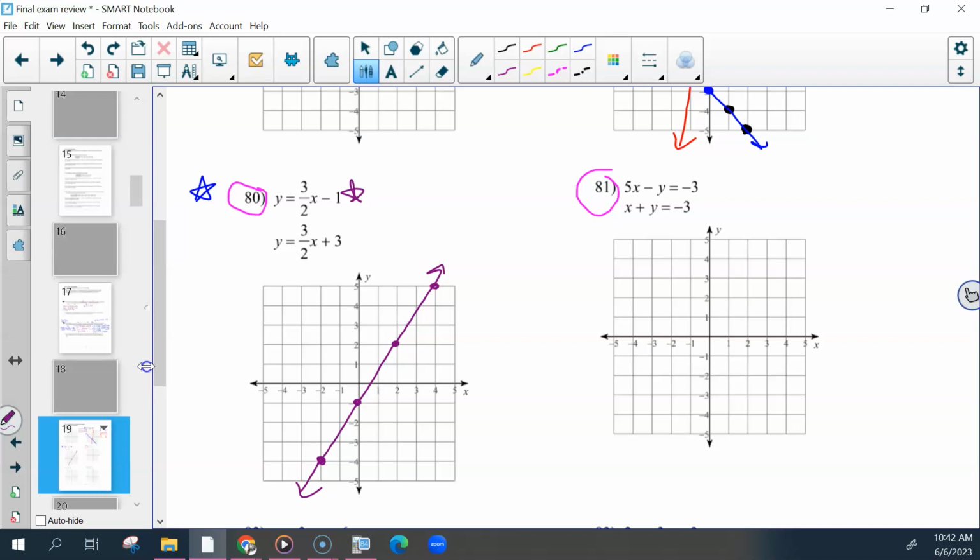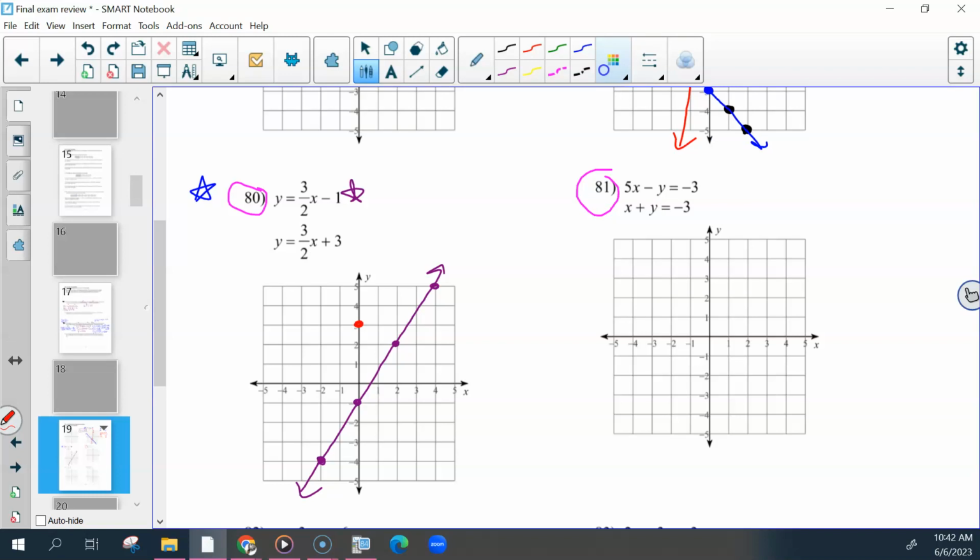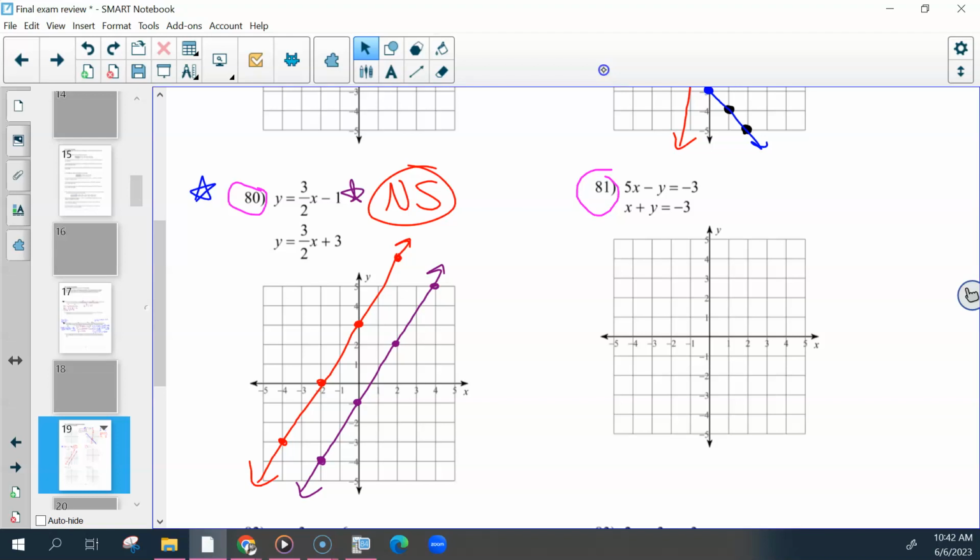The second line, start at +3. It has the same slope, so up 3, right 2, or down 3, left 2. I wanted to go off the page, maybe here, or off the graph. Draw a line, connect them, draw arrows through them. Do these ever cross? No. So this would be no solution. And we will do more on this page when we get back.